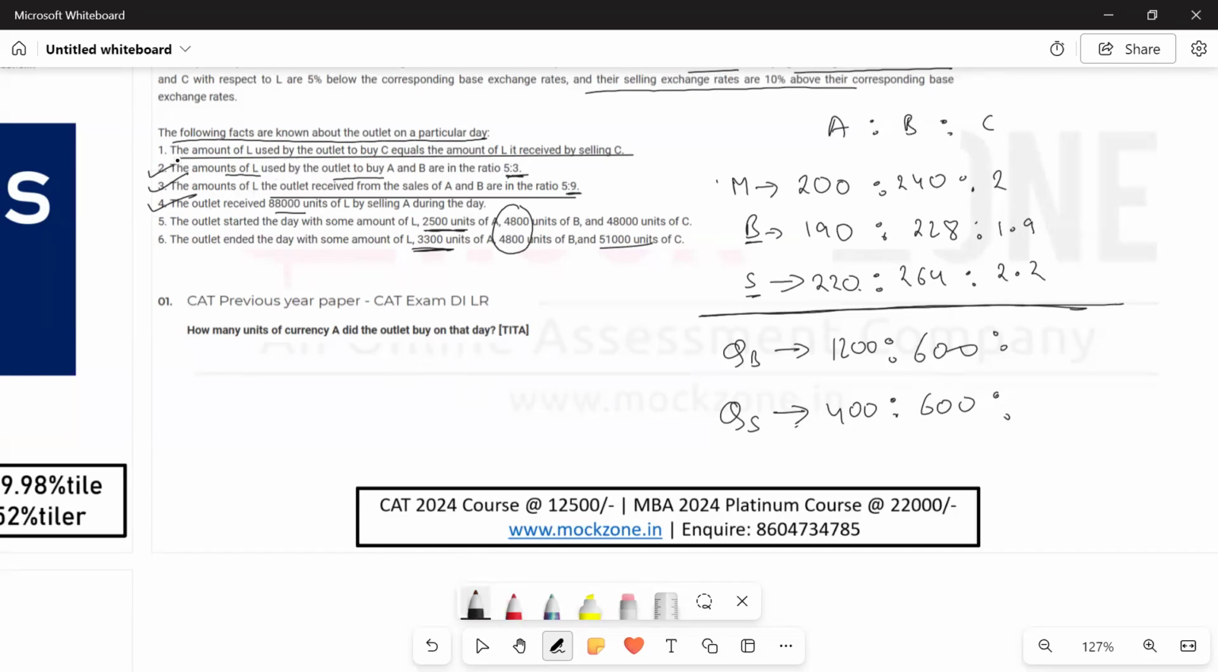If we come back to C, the amount of L used by the outlet to buy C equals the amount of L it received by selling C. Let's say that the amount it received by selling or buying C was LC. Now, how many number of units would it have bought?